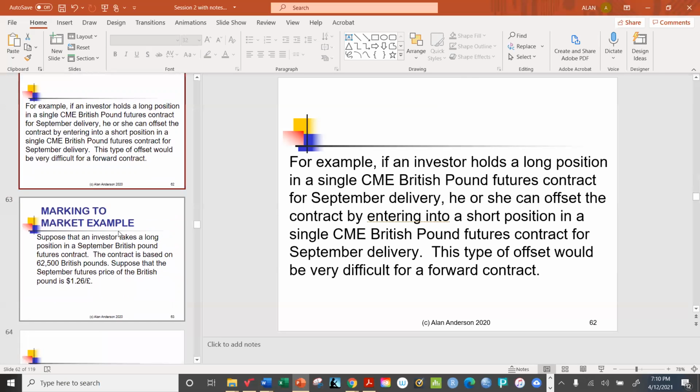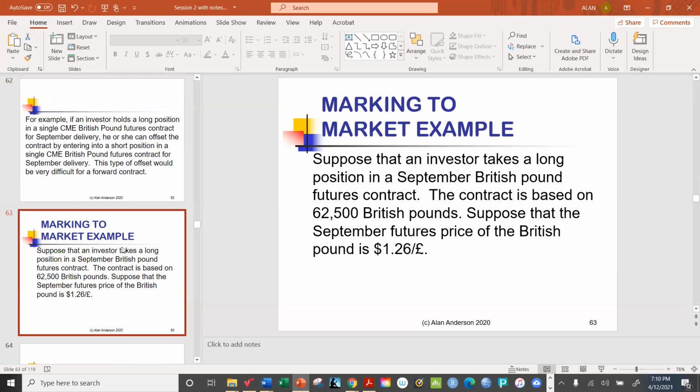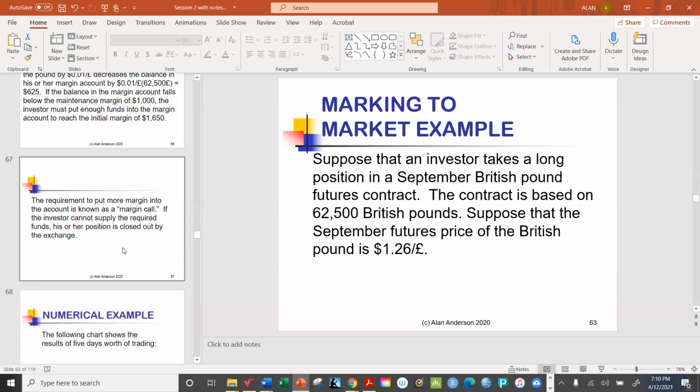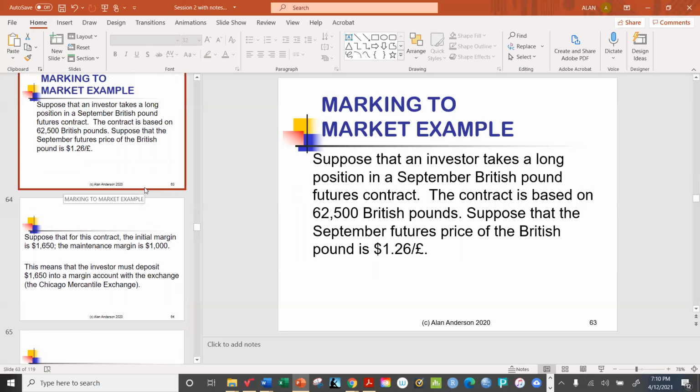All right, and now finally we have marking to market, which is what we really have been interested in here. How does this actually work? So I got an example here, which I put together in a nice little chart so you can follow it very carefully. An investor takes a long position in a September British pound futures contract. It's based on 62,500 pounds. Let's say that at the moment, the September futures price of the pound is $1.26. All right, so in principle, I can lock in the price at which I pay for my pounds at $1.26, assuming I hold the contract to maturity.